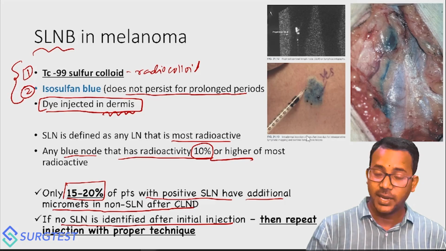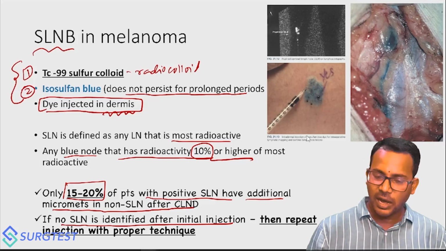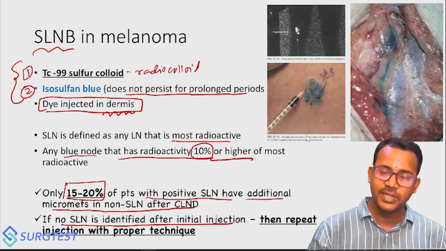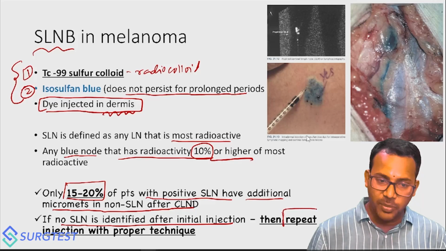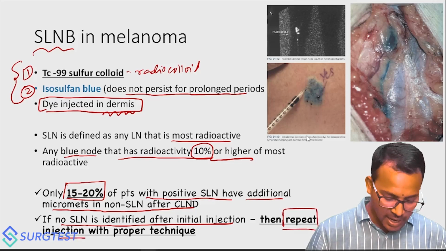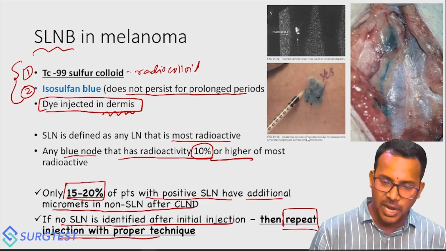However, in case of malignant melanoma, if no sentinel node is identified after your initial injection, you always have a choice of repeating the injection with proper technique again. This you have in malignant melanoma.